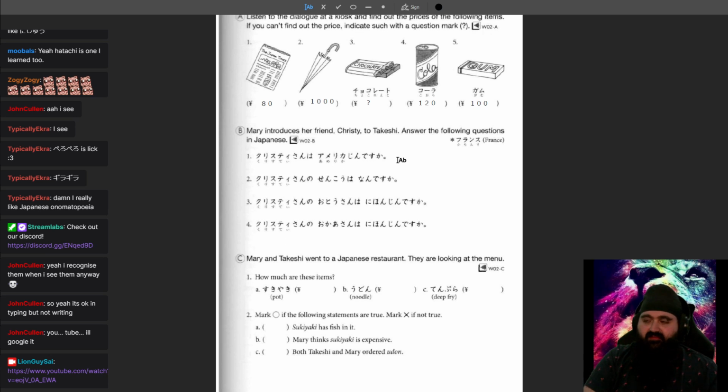Christy-san wa Amerika jin desu ka? Is she American? Christy-san no senkou wa nan desu ka? What is her major? Christy-san no otousan wa Nihon jin desu ka? Her dad's nationality. Christy-san no okaasan wa Nihon jin desu ka? And her mom's nationality. These are the topics. So that way we don't have to rush to read them over and over again. We can prepare our ears to listen for this information.